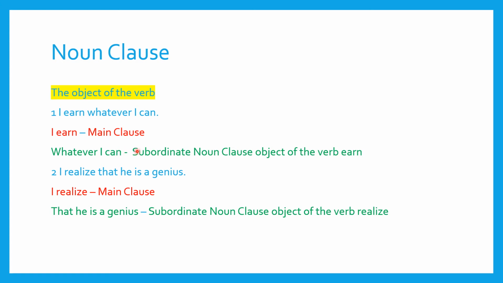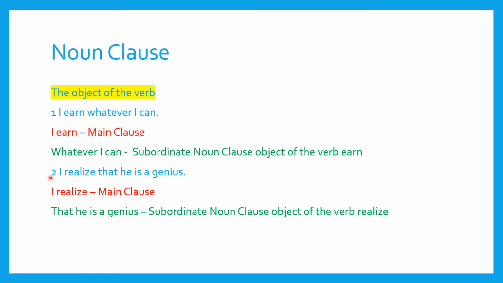What kind of a subordinate clause is it? It's a subordinate noun clause. Why is it a subordinate noun clause? When you ask the question what after the verb earn, I earn what, you get the answer whatever I can. Therefore, it is a subordinate noun clause, object of the verb earn. It comes after this verb earn. Therefore, it is object of the verb. And I earn is the main clause.